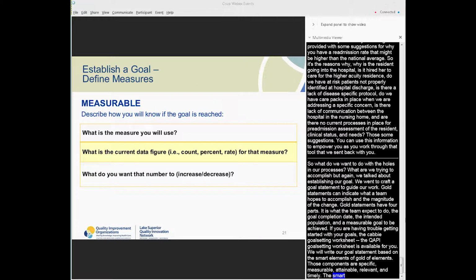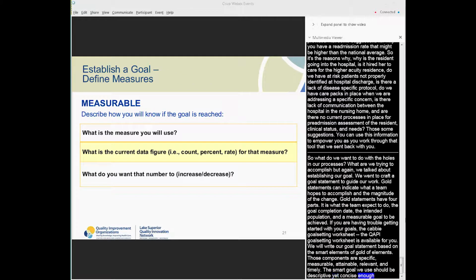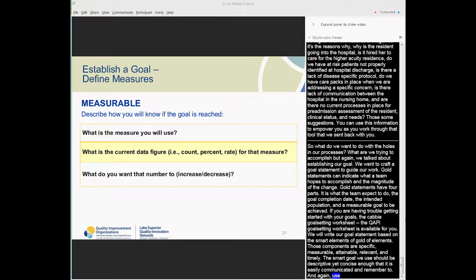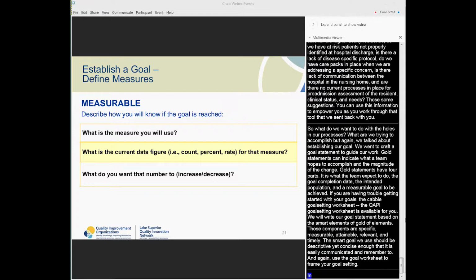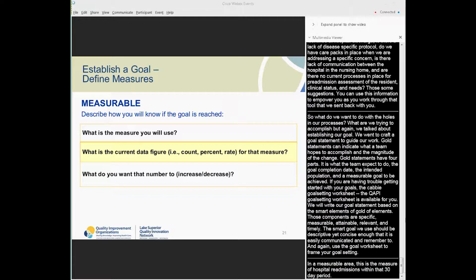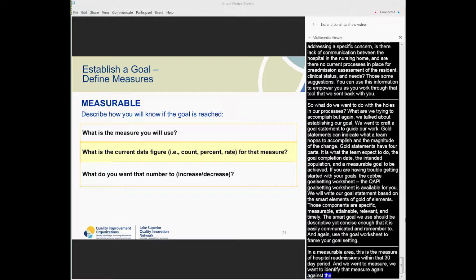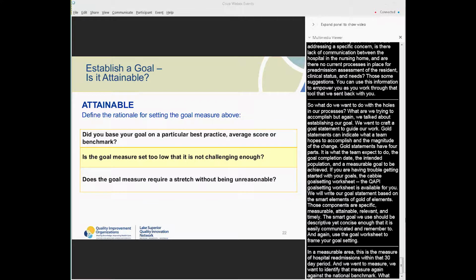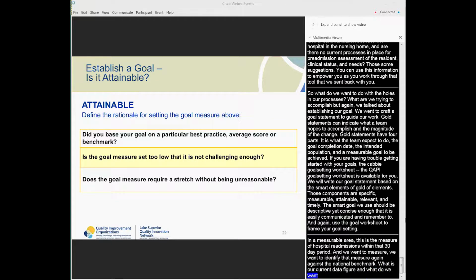In the measurable area, when we talk about the measure we will use, this is the measure of hospital readmissions within that 30-day period. And we want to identify that measure again against the national benchmark. What is our current data figure, and what do we want to do? Increase or decrease that number? So we will find our baseline and then move toward improving that.